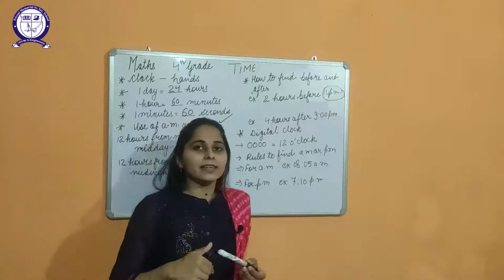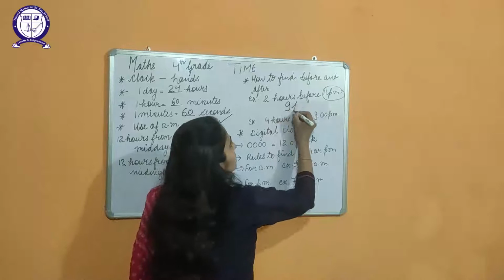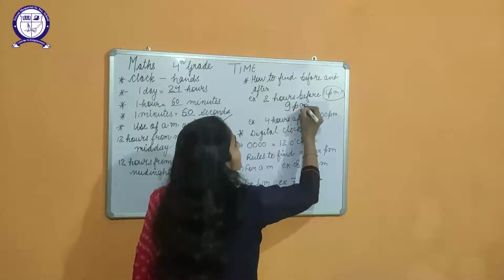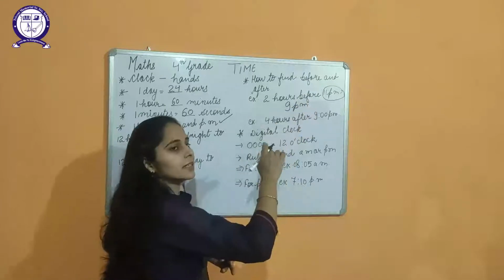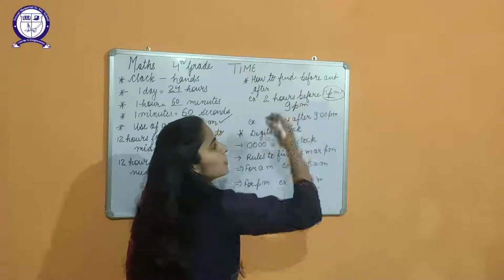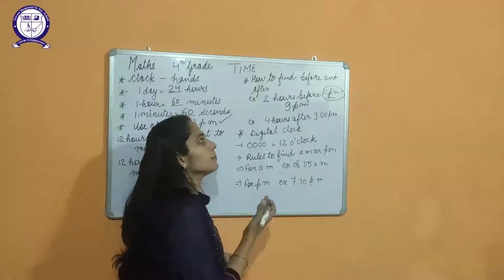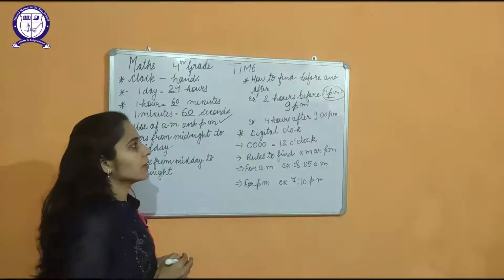So we'll subtract 2 from 11, that will give us 9. But the PM or AM will be the same, because when 12 comes in between while subtracting the hours from the given time, you will change the AM to PM and PM to AM. But here it was 11, so 11 minus 2 gives us 9.